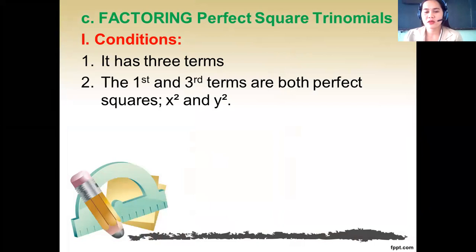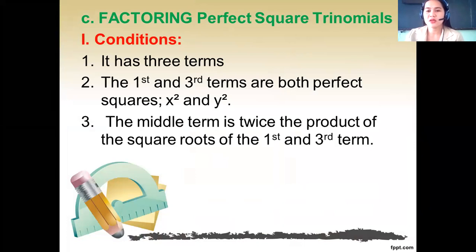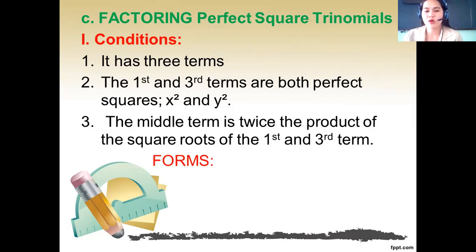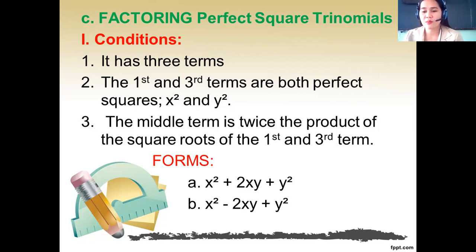And second, the first and third terms are both perfect squares such as x squared and y squared. And lastly, the middle term is twice the product of the square roots of the first and third term, or the last term. We have the following forms. First, x squared plus 2xy plus y squared. And we also have x squared minus 2xy plus y squared.